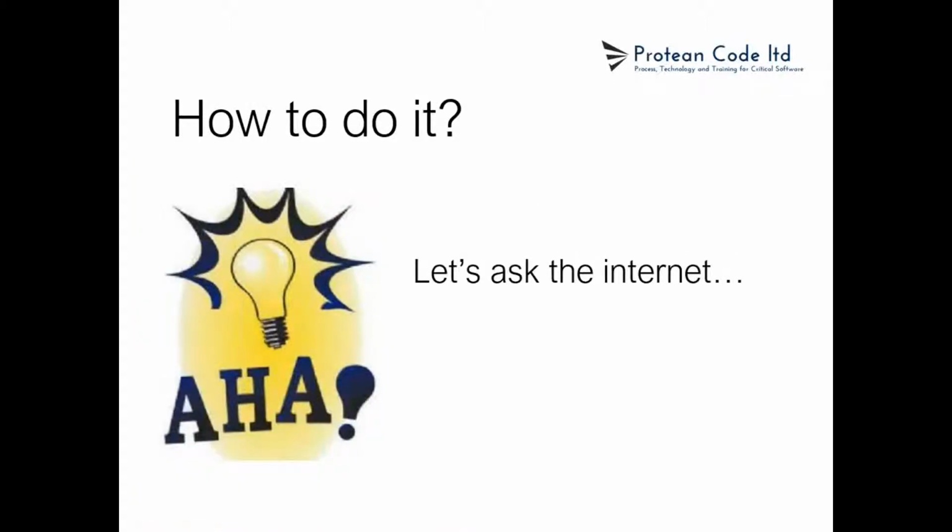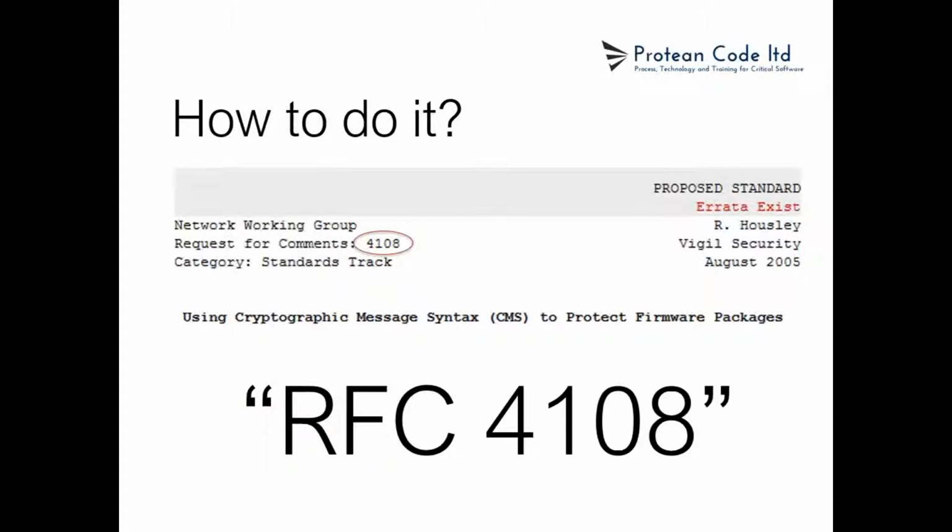And it turns out there is something on the internet that tells you how to do this. It's got the imaginative and exciting title, RFC 4108. Ooh. Okay, so this is one of the so-called internet Request for Comment documents. 4108 is actually quite an old document, from 2005. It's called Using Cryptographic Message Syntax to Protect Firmware Packages.